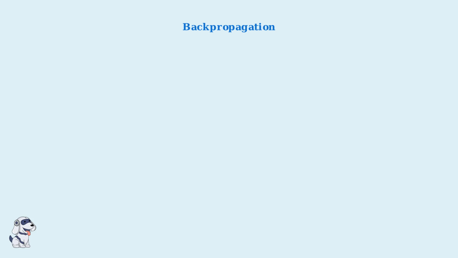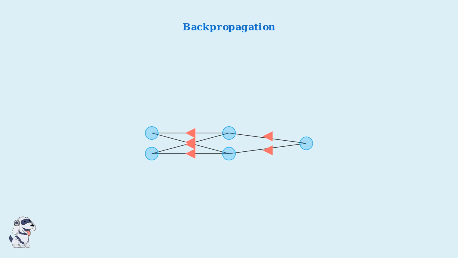Backpropagation is the algorithm that teaches the network how to improve. It works backwards through the network, calculating how much each weight contributed to the error. During backpropagation, error signals flow backwards through the network. Each connection weight is adjusted based on how much it contributed to the final error.